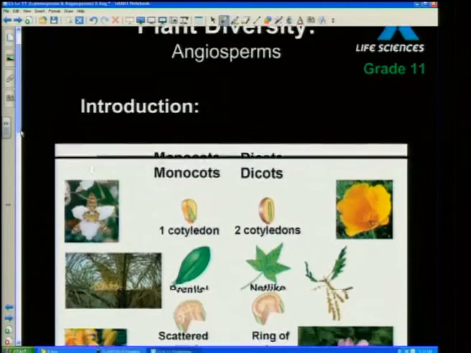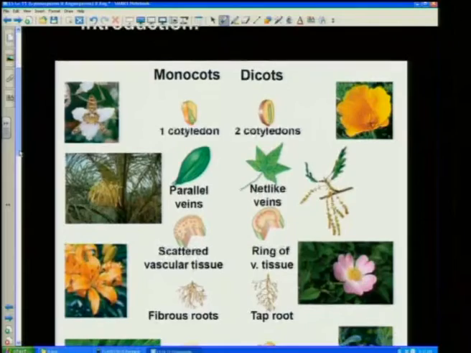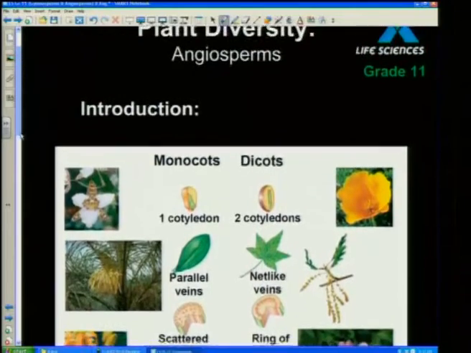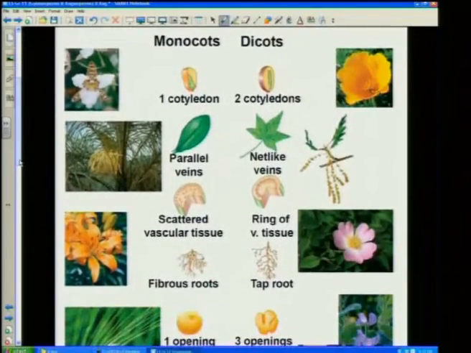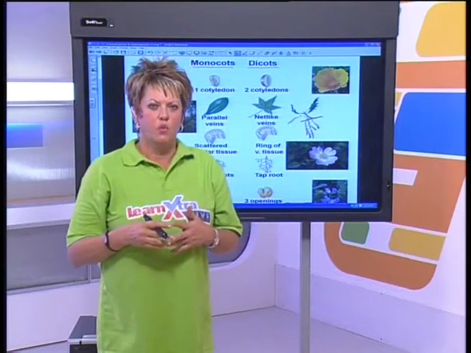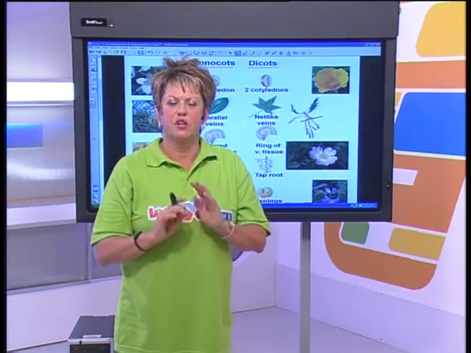Now, you should recognize this from grade 10. This is a comparison between the two groups of angiosperms, the monocot plants and the dicot plants. Monocots and dicots. This is such a good question to ask, and I'm sure you're going to get this question either in grade 11 or in grade 12, where you have to do a comparison between the monocots and the dicots. And a good way of doing that is in a table form.